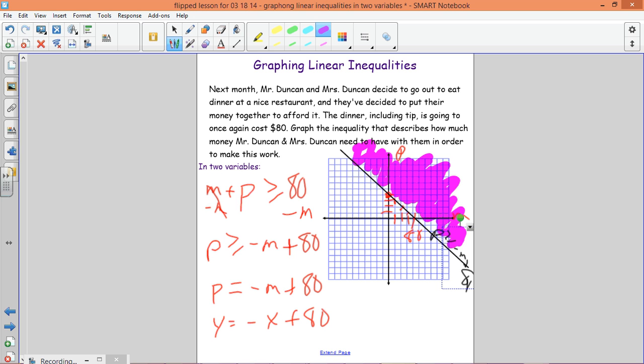So if I wanted to talk about this point right here, sorry, it's not showing up yet. If I wanted to talk about this point right here, that's where I have $120 and my wife has 80. That would get us to 80. So that would be fine, and that's a solution. That's why it needs to be shaded in. Now that you have an introduction to that, we are going to figure out how to graph these things.